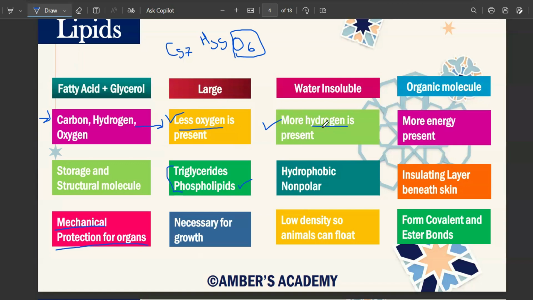Because if, for example, someone asks you what the difference is between lipids, proteins, and carbohydrates when they're made up of the same elements, like carbon, hydrogen, and oxygen, how are they different? They're different in terms of the ratios of the elements. For example, in lipids, oxygen is less, but hydrogen is more. This can be an inverse scenario in some other biological molecules.